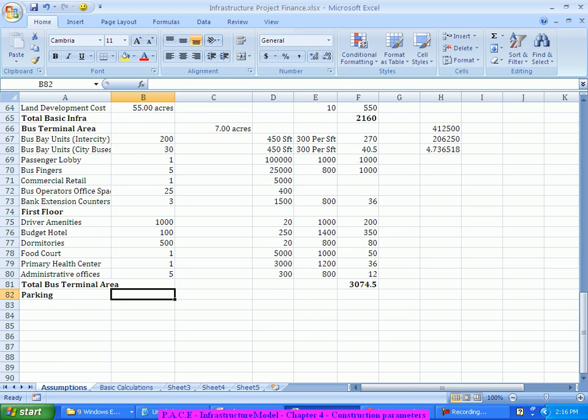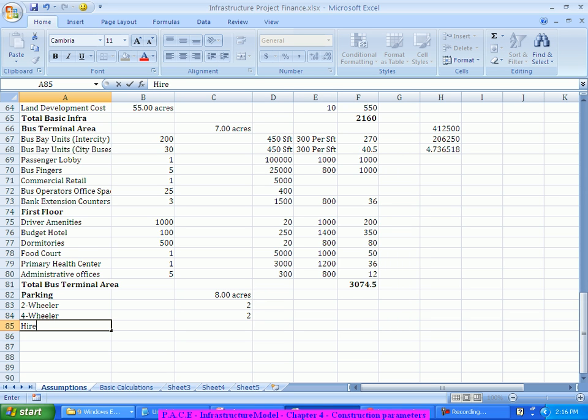For parking, we are planning to use 8 acres of land. Another usage of the space: you are developing it in 8 acres, out of which you would like to use 2 acres for two-wheeler parking, 2 acres for four-wheeler parking, and the remaining 4 acres for hired vehicle parking.